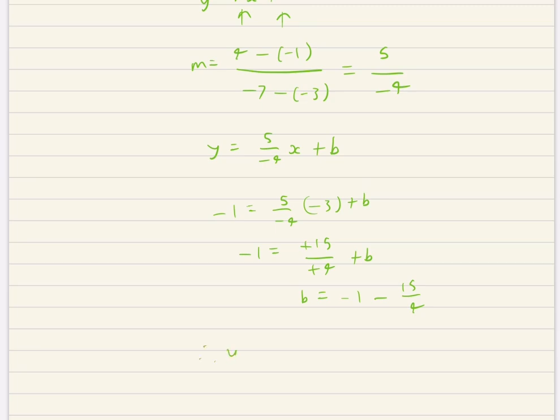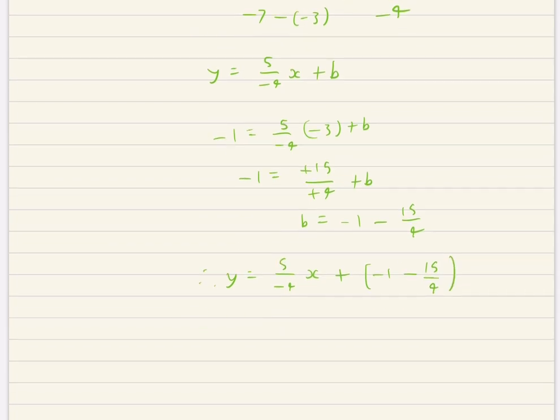So therefore, y is equal to 5 over negative 4x plus our b, which is negative 1 minus 15 over 4. And of course, yes, you could simplify your b using your calculator or just by adding your fractions to get a simplified version of your y-intercept, but that is the equation of that line.